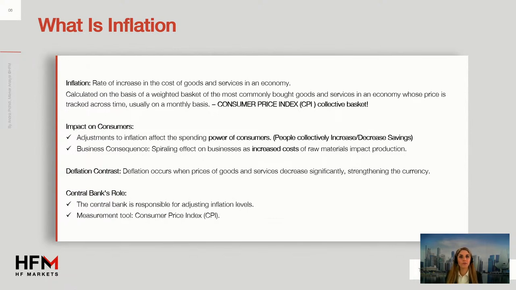The consumer price index is a collective basket of the most commonly bought goods and services in the economy, whose price is tracked across time. On a monthly basis, usually on a quarterly basis, and yearly basis, to give us an indication regarding any rise or fall of the cost of goods and services in an economy.